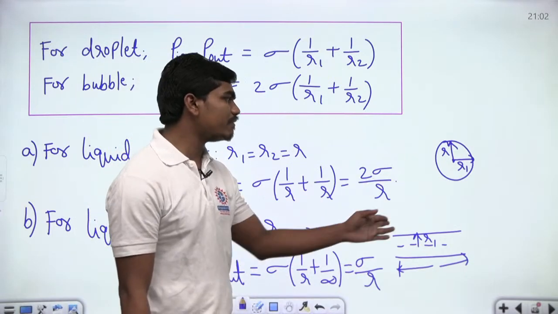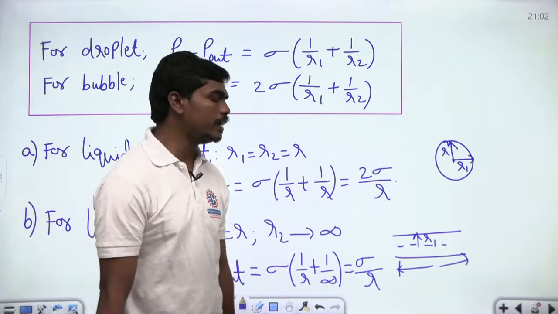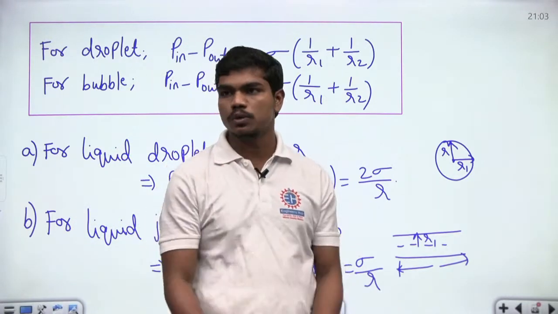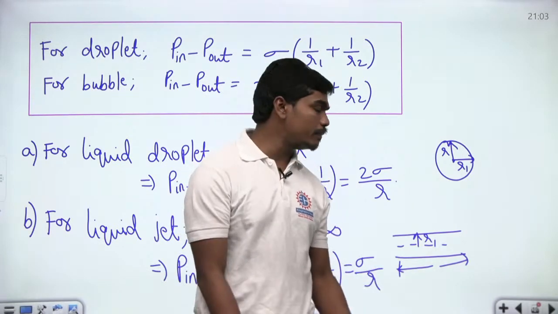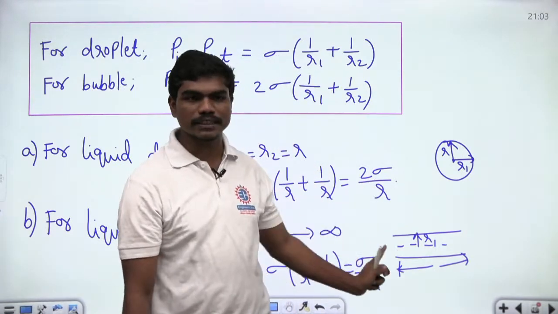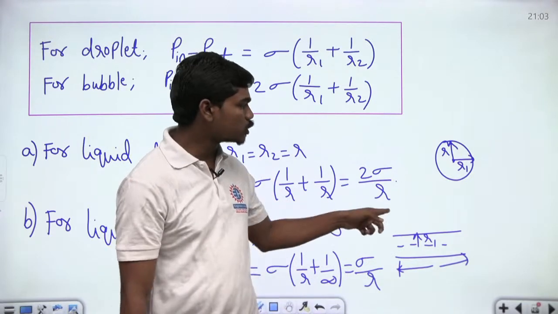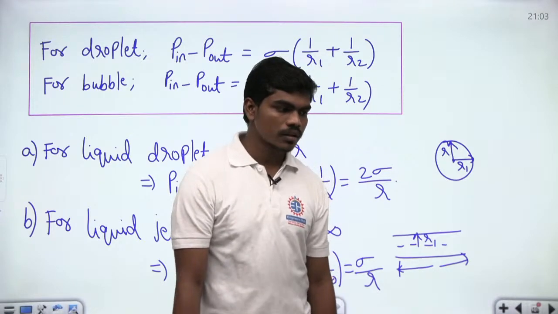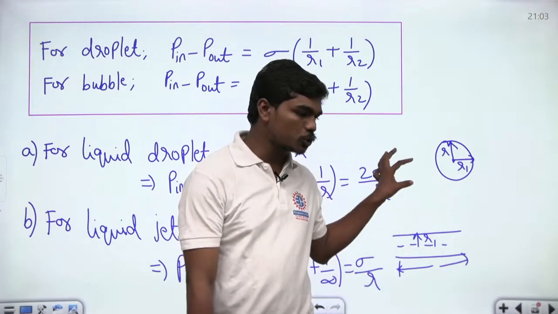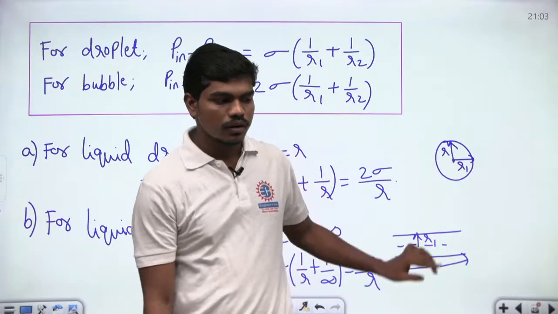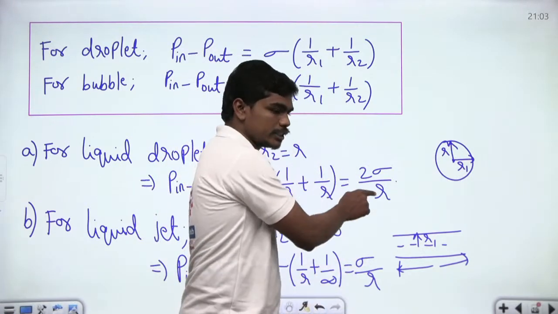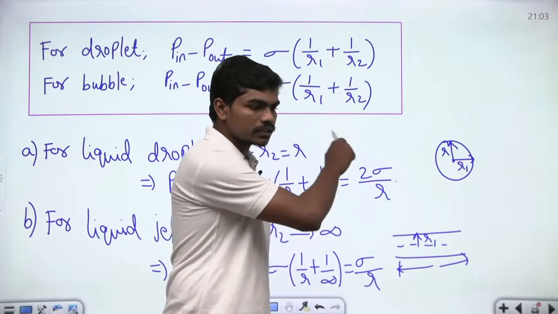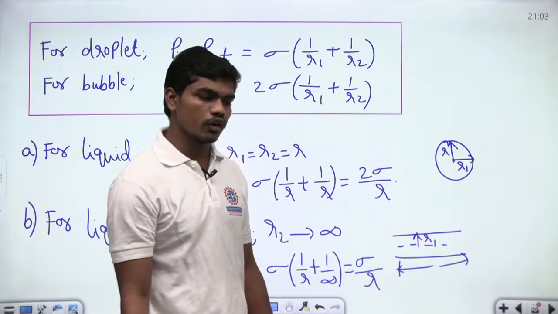Now for a droplet, if you have 2 sigma by R, then for a bubble, what could it be? Any idea? Even a bubble is spherical and symmetric. So R1 is equal to R2 is equal to the radius of the bubble. So can you please tell me, in case of a bubble, this 2 sigma by R can be replaced with? This 2 here can be replaced with which number? 4, correct? 4 sigma by R.